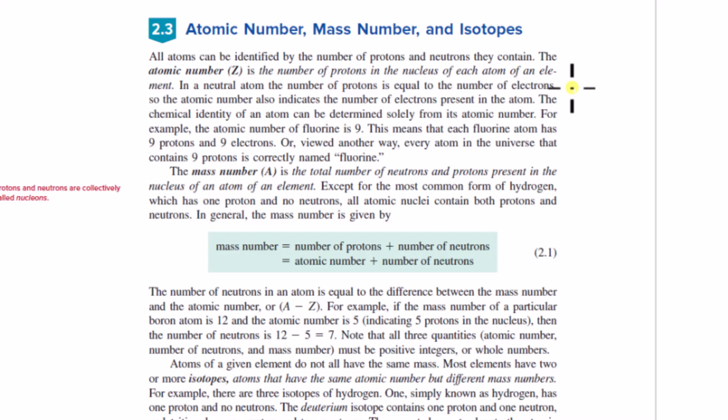And it says here the chemical identity of an atom can be determined solely from its atomic number. Yeah, because what we're going to see as we progress through the course, when it comes to chemical activity at the atomic level, the chemistry between atoms, it's really all about the electron clouds, how the electron clouds interact with one another, how the electron clouds behave.